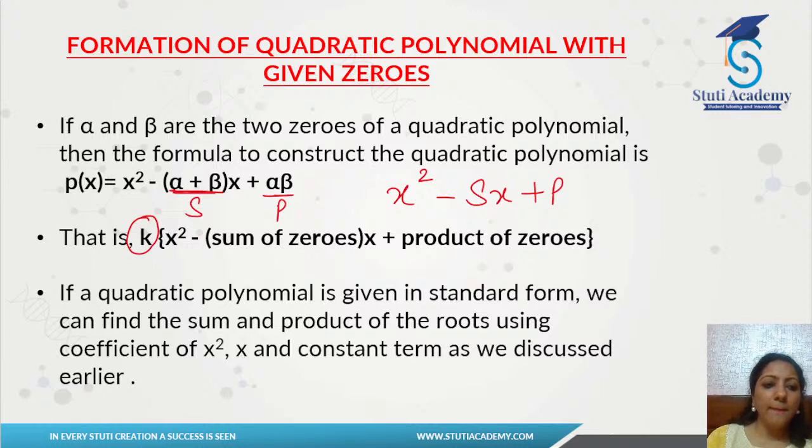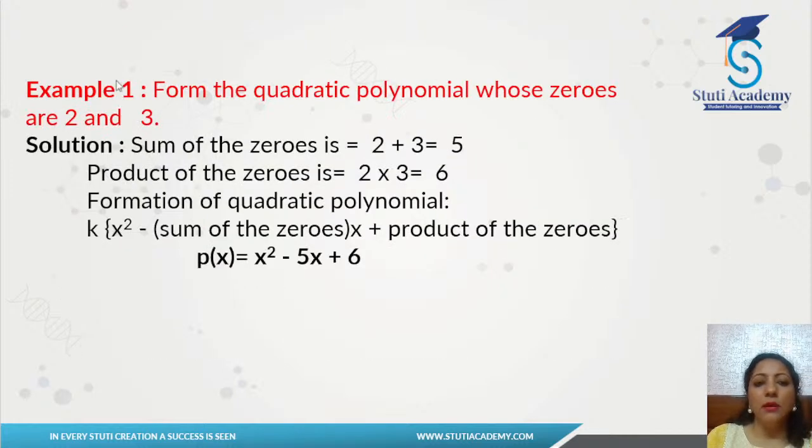Now let us discuss a question. Form the quadratic polynomial whose zeros are 2 and 3. Please notice the zeros are given to us: 2 and 3. The sum of the zeros is 2 plus 3, that is 5. The product of the zeros is 2 times 3, that is 6.